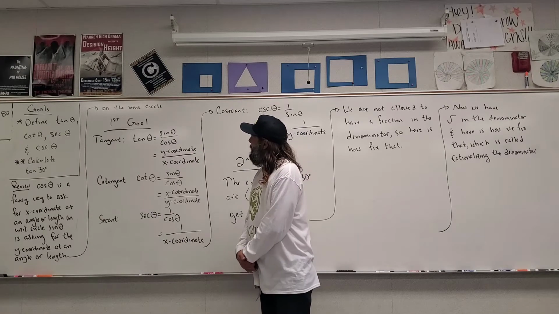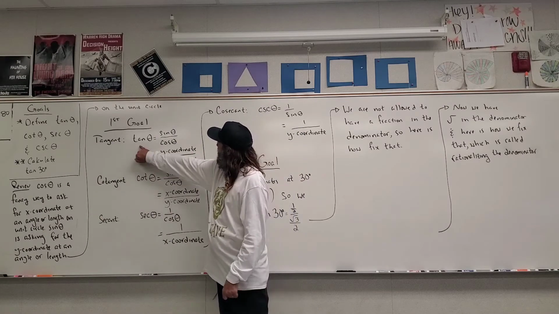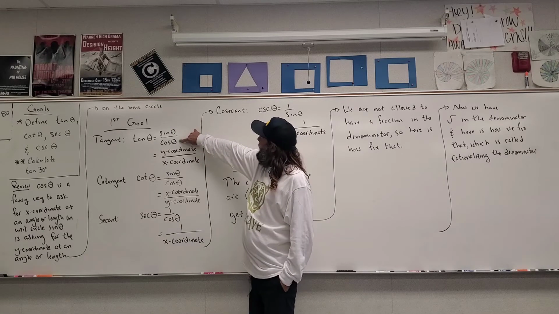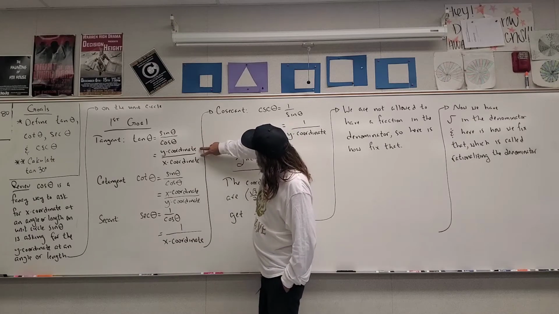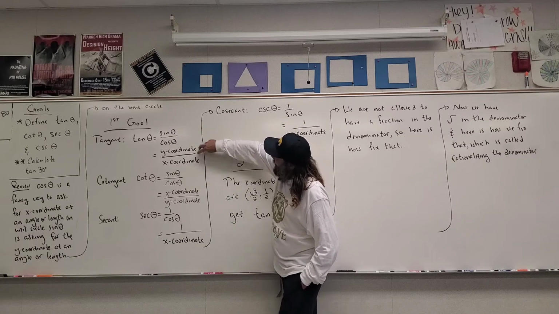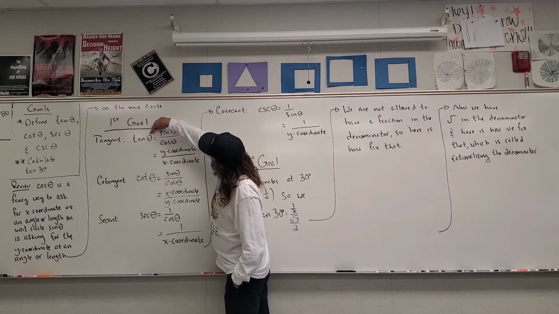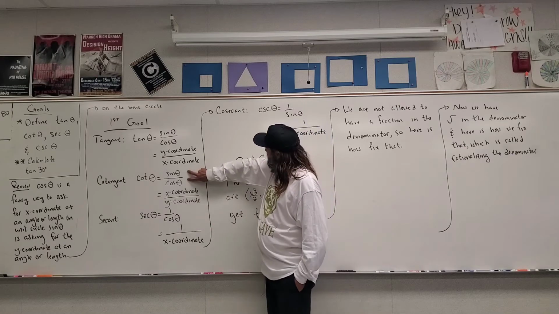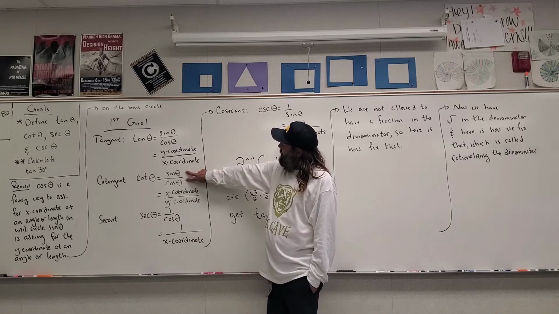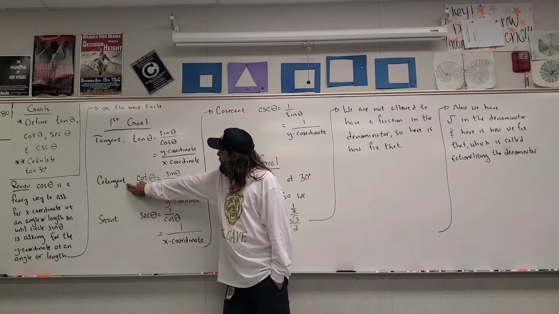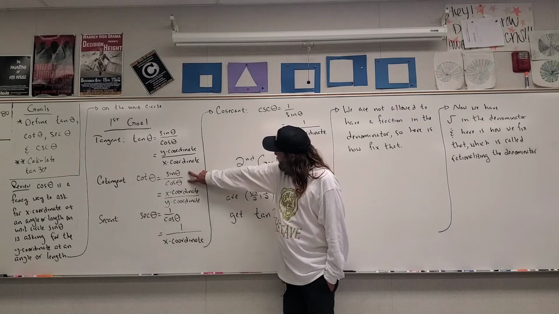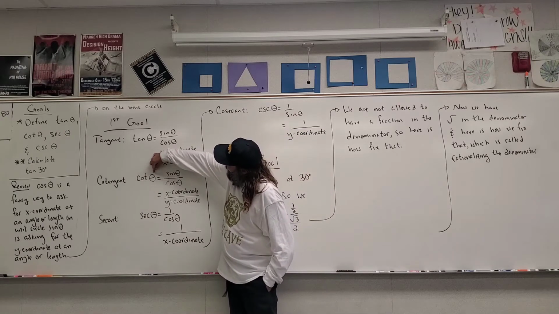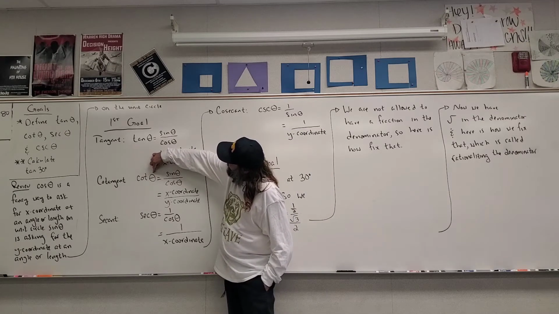The tangent function or ratio, tangent of theta, is defined as sine of theta divided by cosine of theta. And that's a real fancy way of saying that it's the y-coordinate divided by the x-coordinate at a certain angle or length on the unit circle. Cotangent of theta is defined as cosine of theta divided by sine of theta, right? That's a fancy way to say that I want the x-coordinate divided by the y-coordinate of an angle or length on the unit circle.